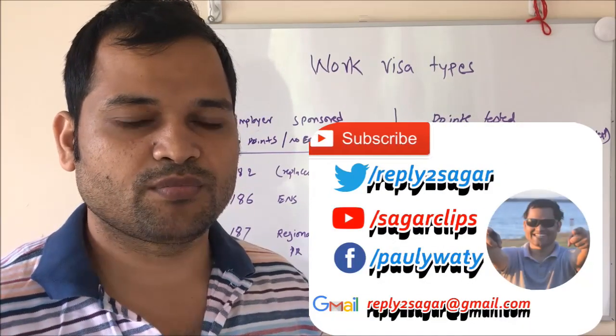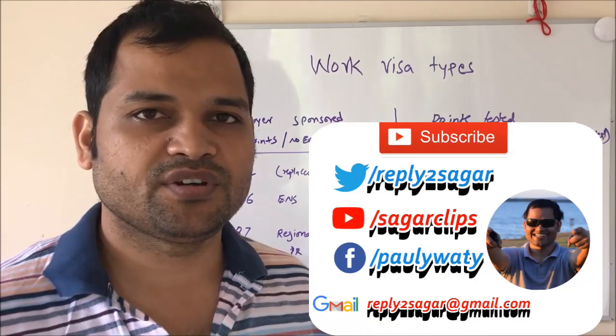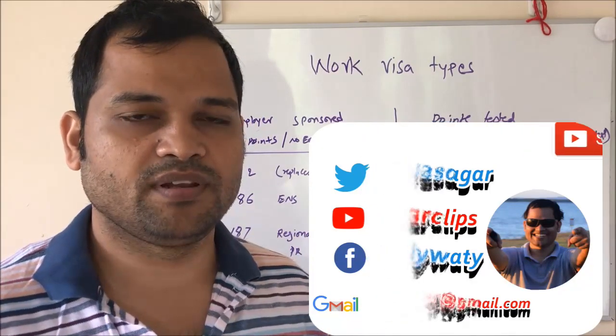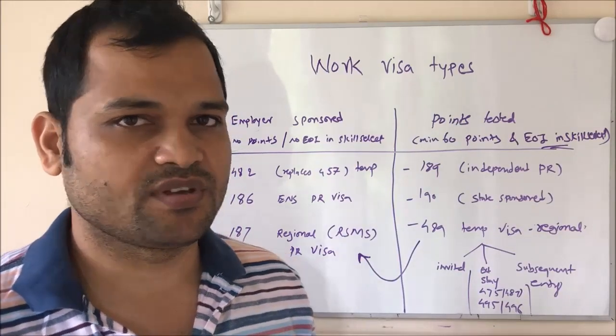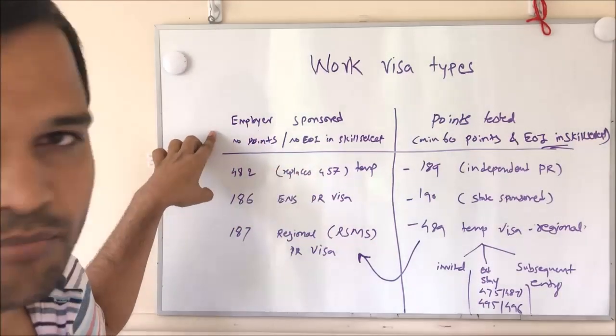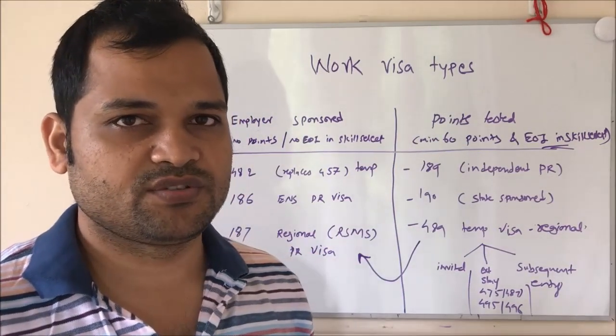In this video I'm going to talk about what work visa types are available in Australia. So mainly there are two types of visa systems available here. One is employer sponsored and another is points tested. As you can see over here, employer sponsored and points tested. So what's the big difference between these two?